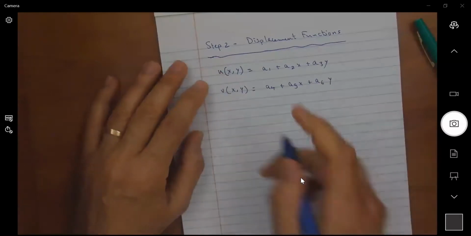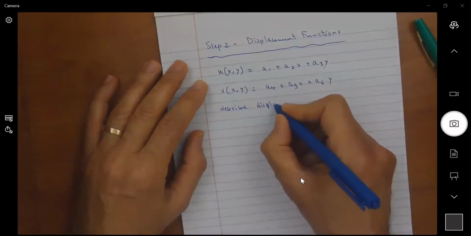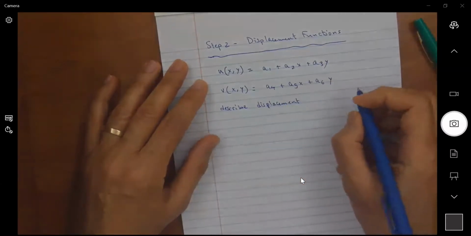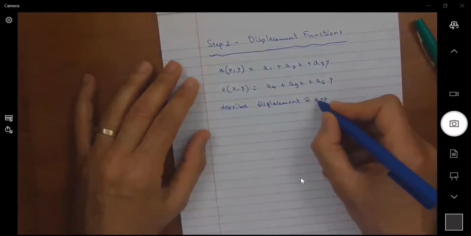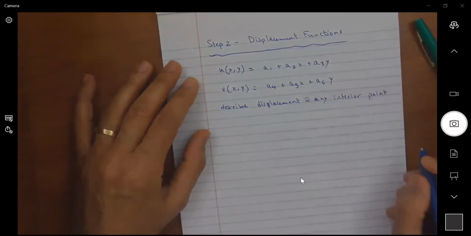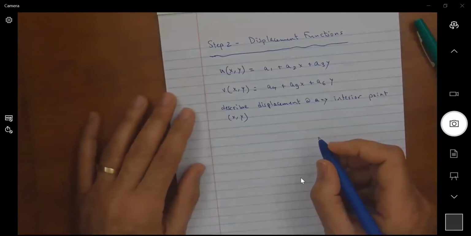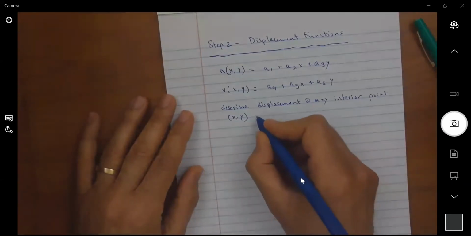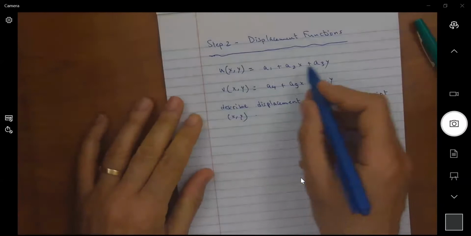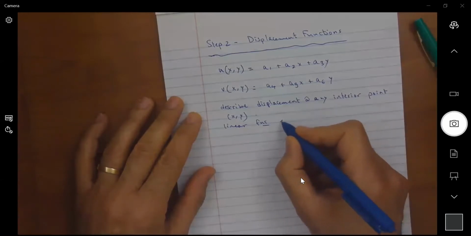So these displacement functions describe the displacements at any interior point that has, of course, X and Y coordinates. And the linear functions we're using ensure compatibility.